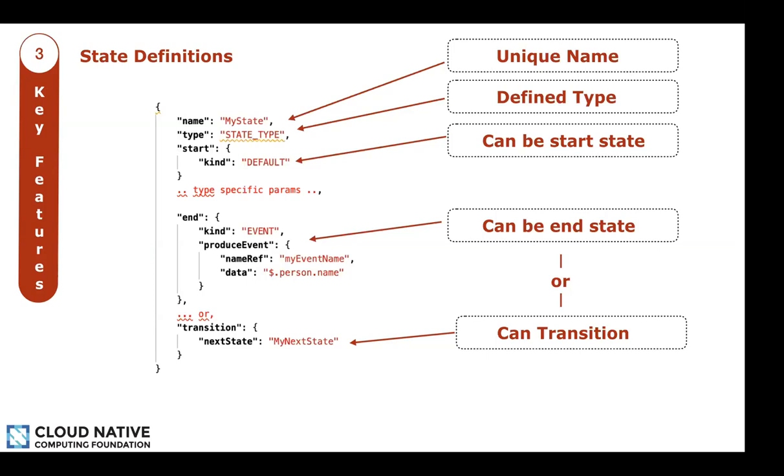If it's not an end state, a workflow has to transition. So we have transitions from one state to the next. This is denoted with the transition parameter, in which we define the unique name of the state that we want to transition to.